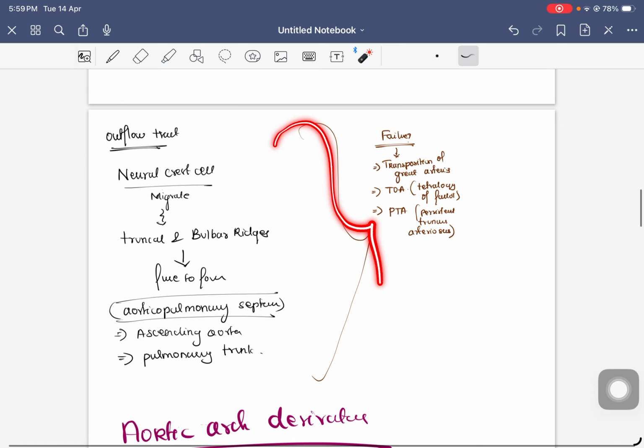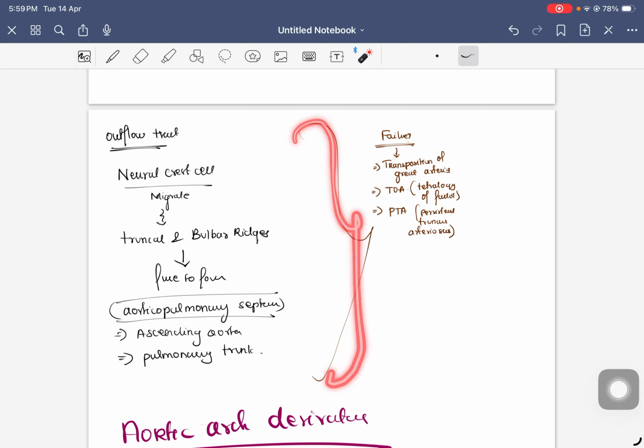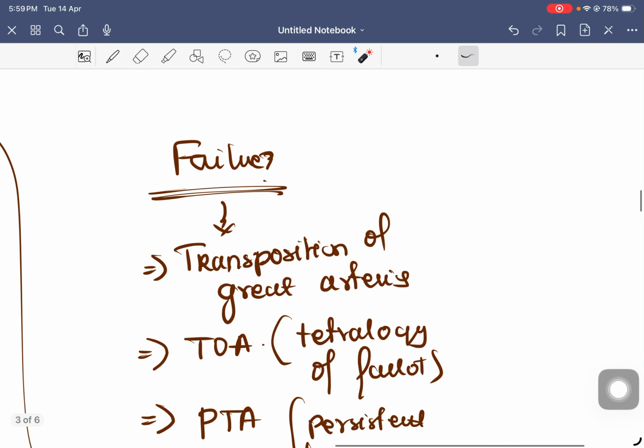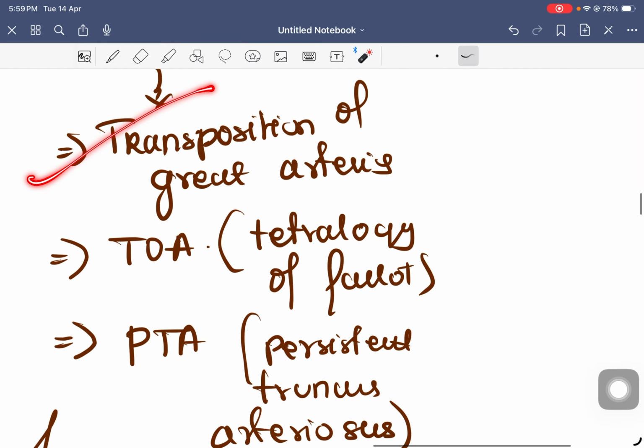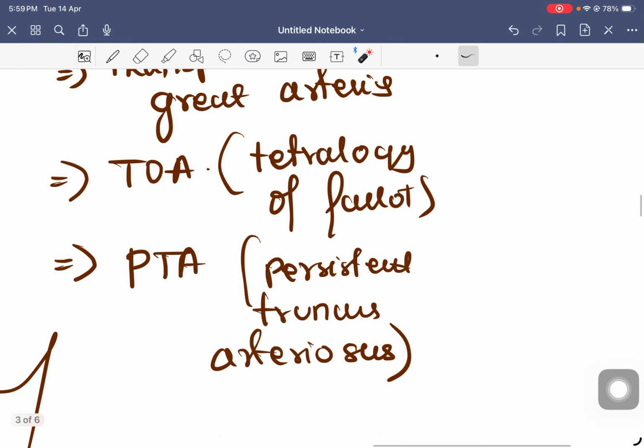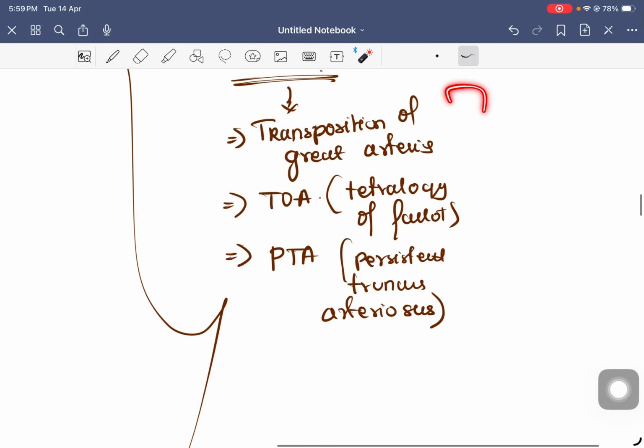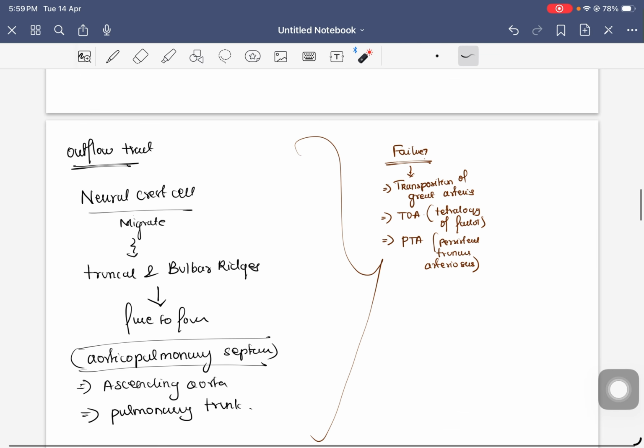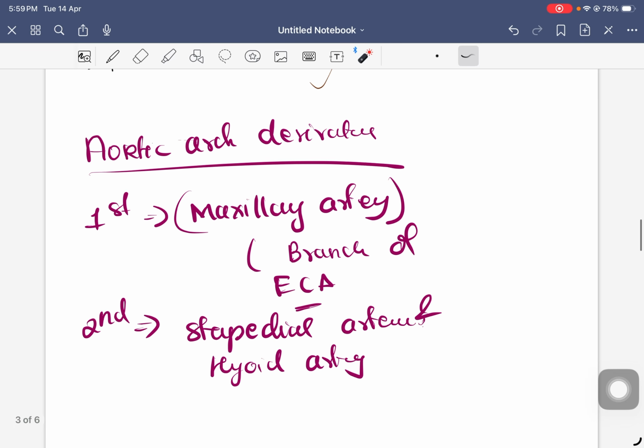So if we have any issues in the outflow tract, then we will have transposition of great arteries, tetralogy of Fallot, and persistent truncus arteriosus. These three are due to failure of the outflow tract of our heart.